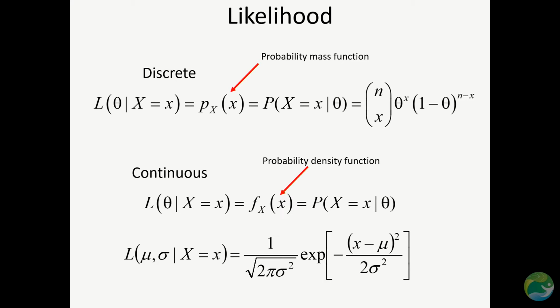For the continuous variable, you want to calculate the likelihood given data equal to X. What is the likelihood of theta? But in the calculation, it's the same: given your theta, what is the probability of this outcome? And here is the PDF function. So there is discrete variable likelihood calculation and continuous variable likelihood calculation.